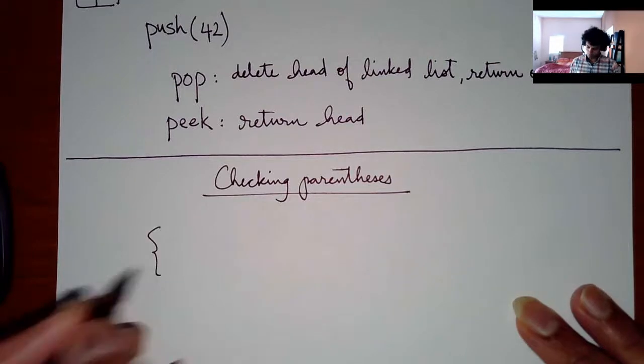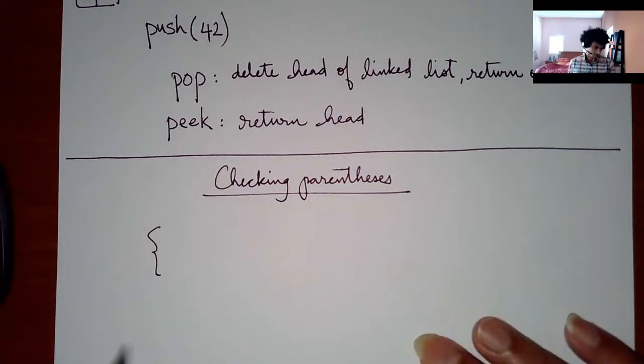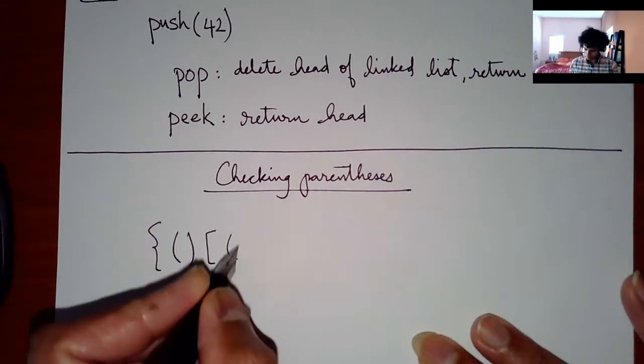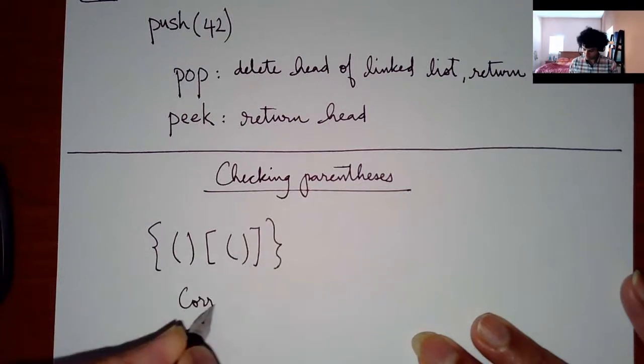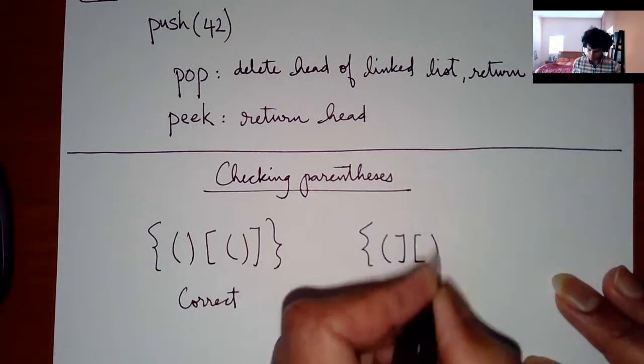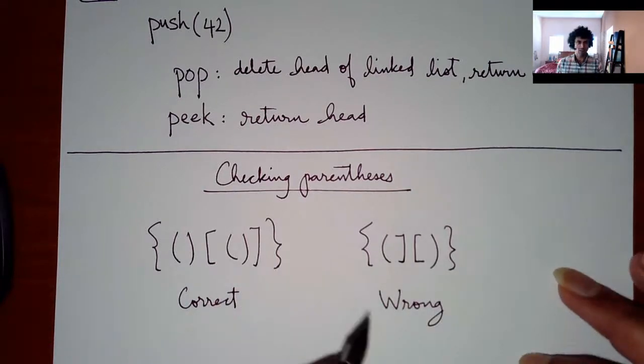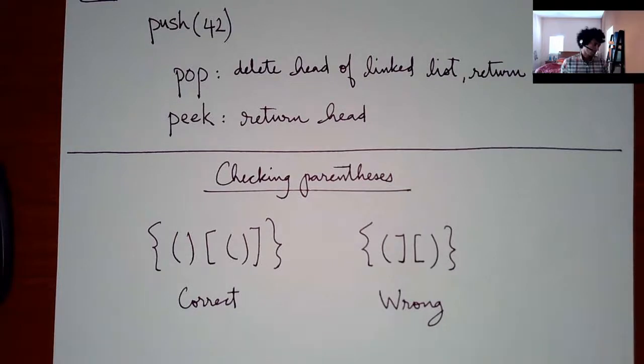So let's just look at a sequence of parentheses and bracket characters, symbols. So this is correct. But this is wrong. Right? So this is a correct parenthetical sentence. This is an incorrect parenthetical sentence. And so your job now is to write a program or design an algorithm that, given a sequence of parentheses symbols, determines whether it is correct or it is wrong.